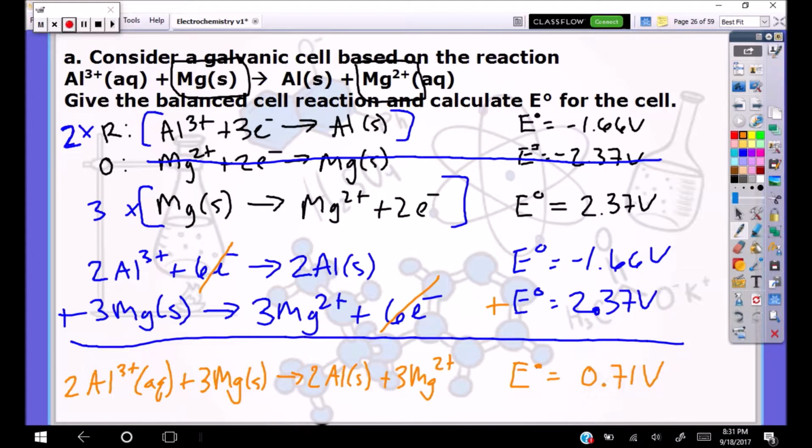What does that mean? Will this reaction happen on its own? Yes, this reaction will happen on its own because it has a positive cell potential. We have balanced it, and we have given the cell potential. On the quiz, you may be asked a specific coefficient, so you'll still have to balance the entire thing, and then you'll give the cell potential for the cell.